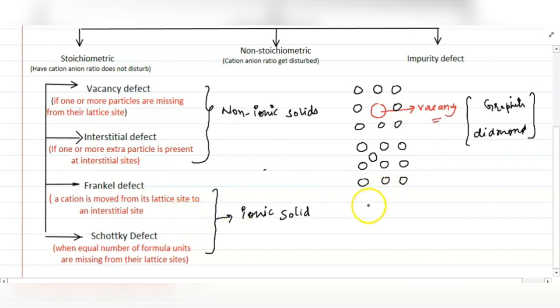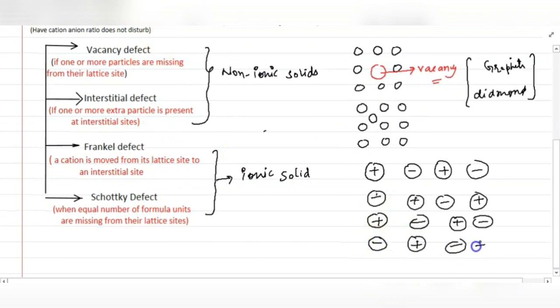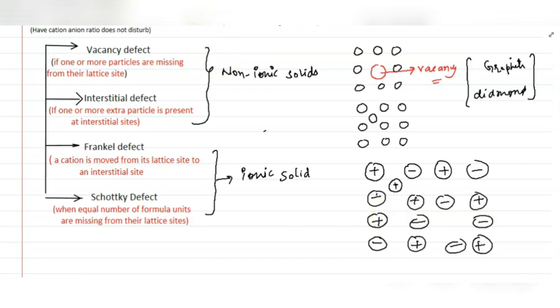Let's see. These are shown by ionic crystals. So this is one, two dimensional, however it is not three dimensional. One of the cations, let's see, this cation is moved to an interstitial site. It is moved here. So you can say this is the combination of a vacancy and an interstitial defect, because there is a cationic vacancy and there is an interstitial site where the cation sits. Here the cation anion ratio is not disturbed, because the same cation is moved from its lattice point to an interstitial site.